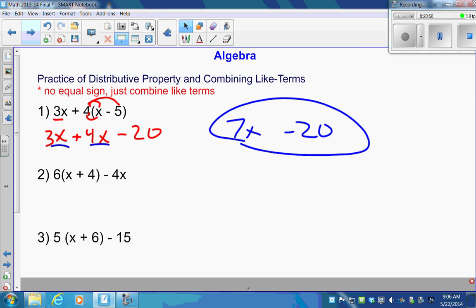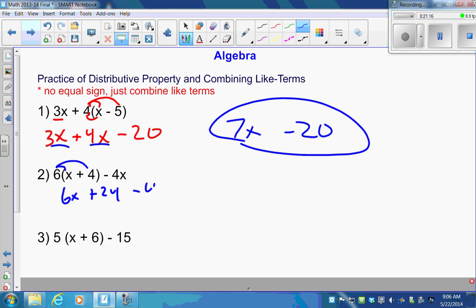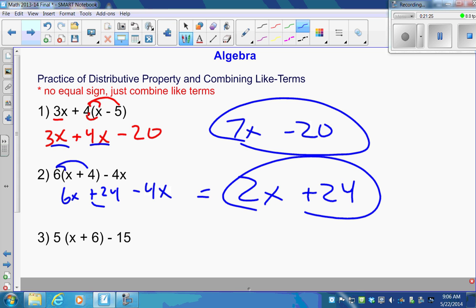Please try those two. Go. All right, same type problems. Distribute that 6 out. 6 times x is 6x. 6 times 4 is 24. And then I have my minus 4x, which I do nothing with. 6x minus 4x is 2x. And then I have my 24. I can't do anything with that. That's my answer.